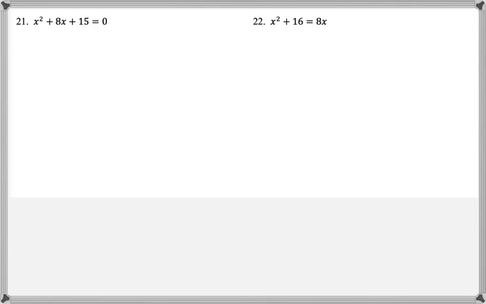On question 21, I'm going to solve by using the quadratic formula. So my first step is to identify my a, b, and c. So a is equal to 1, b is equal to 8, and c is equal to 15. So I want to plug those in.